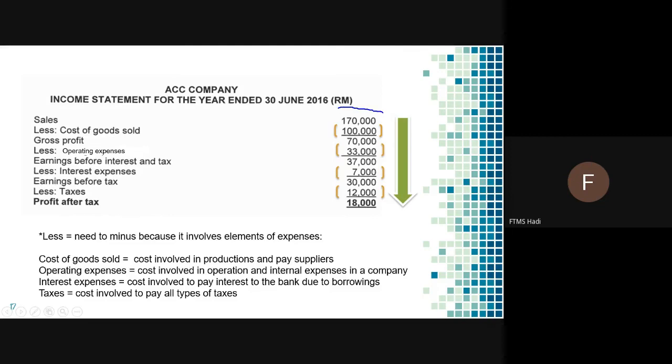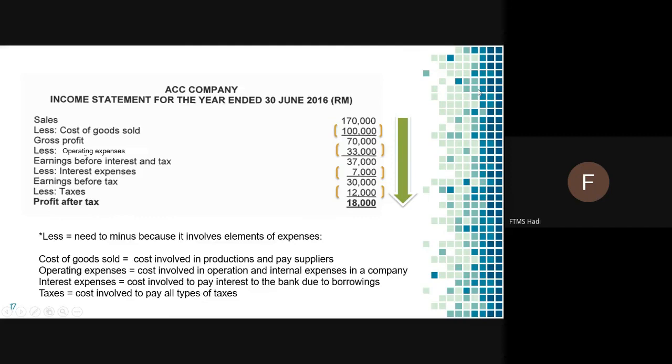Can you imagine from 170,000 to become 18,000? That means there is a gap of 152,000. That 152,000 is a combination of these four: 1, 2, 3, 4. So you can see here that the profit is 18,000, the sales is 170,000, but the expenses are 152,000, which is how we find the margin. So we analyze that the company spent 152,000 as at 30 June 2016, and as you can see here, 100,000, 33,000, 7,000, and 12,000. The most money out is from 100,000, which is from cost of goods sold. In Malay, we call it kos jualan.